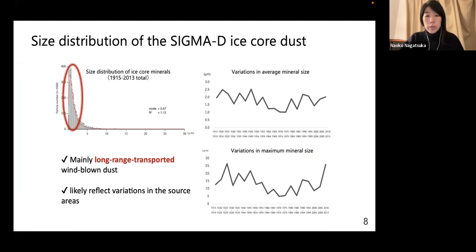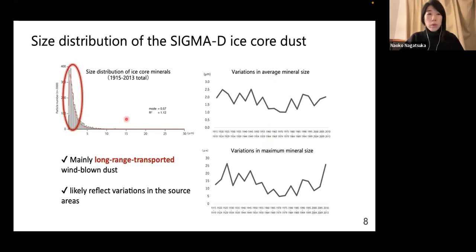Okay, let's move on to the results and the discussion. The left graph shows the number size distribution of mineral dust in the SIGMA-D ice core from 1915 to 2013. And the right graph shows its variation in average and maximum values.